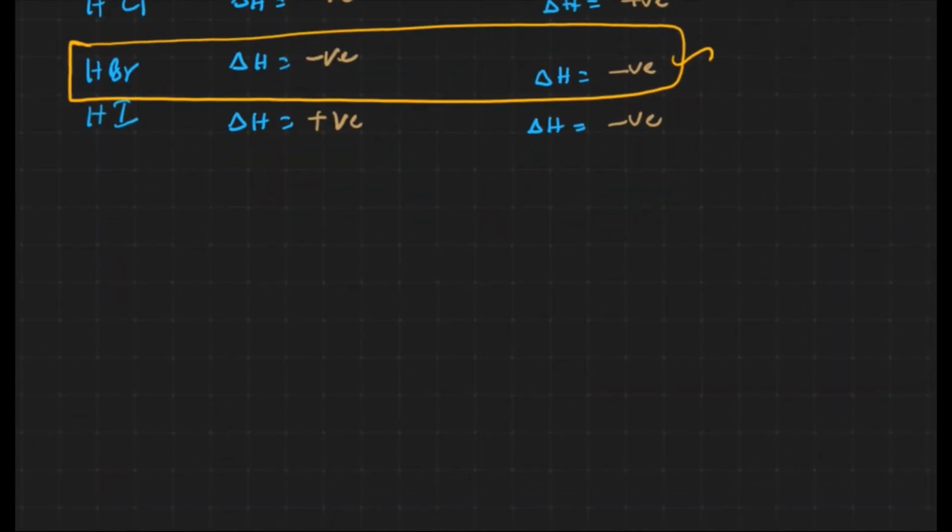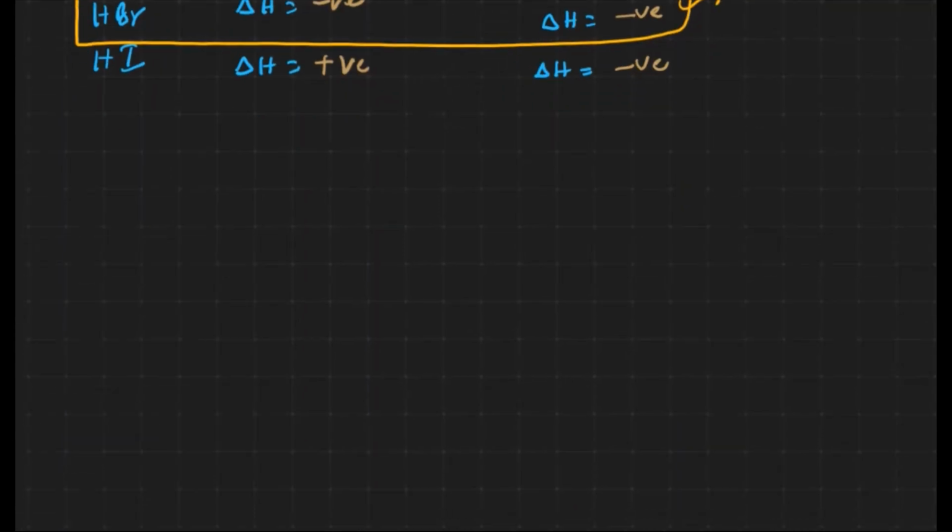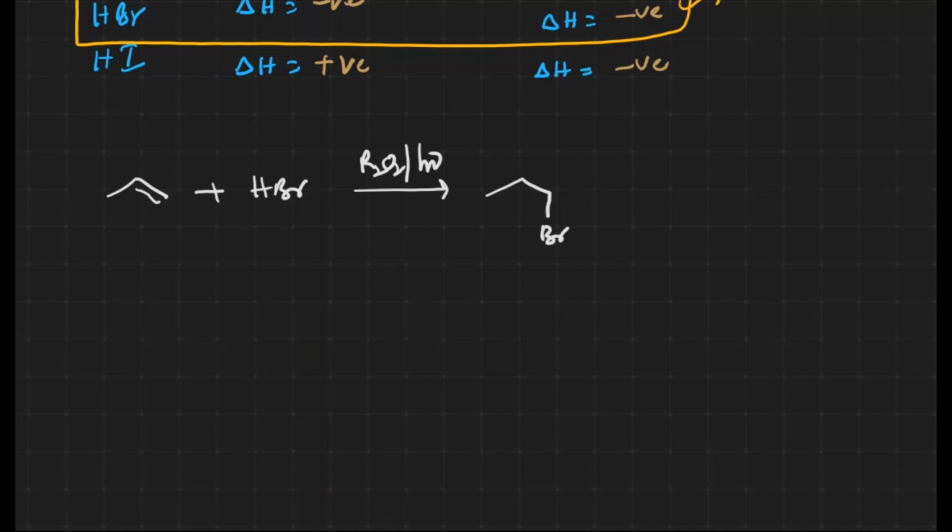Now let us take some examples. Let us take an alkene plus HBr with peroxide in the presence of sunlight. What happens here? Anti-Markovnikov addition takes place. We will get a product like this, where bromine goes to the carbon which has more hydrogens.